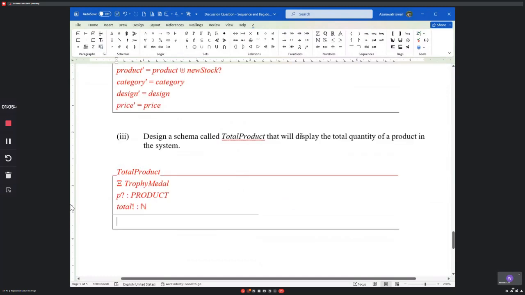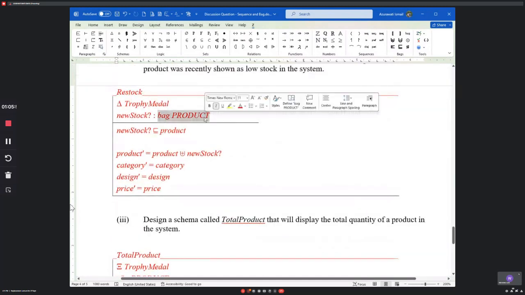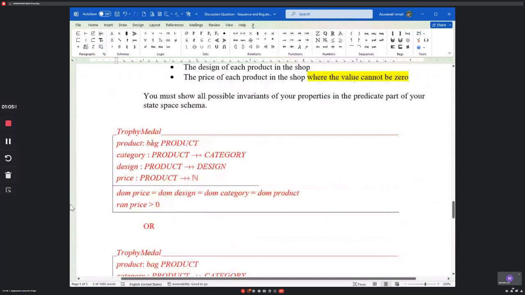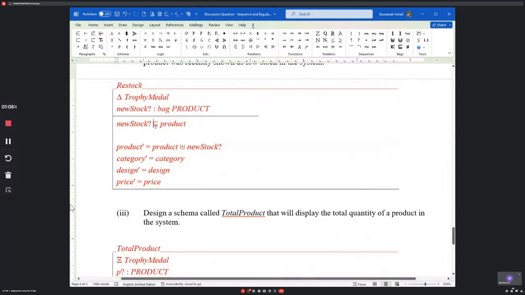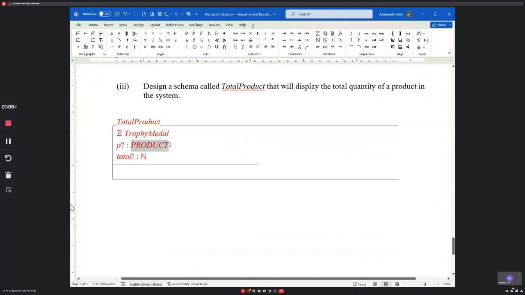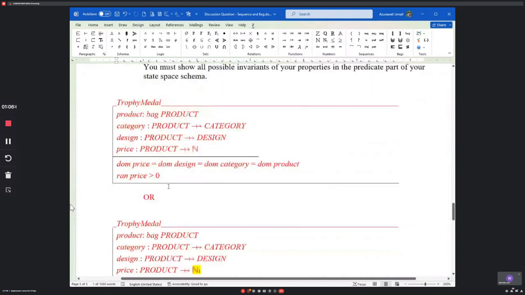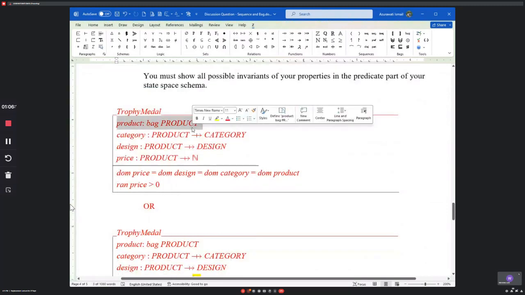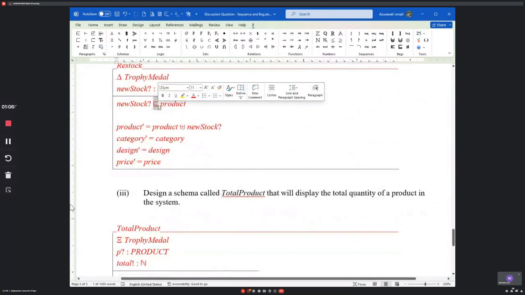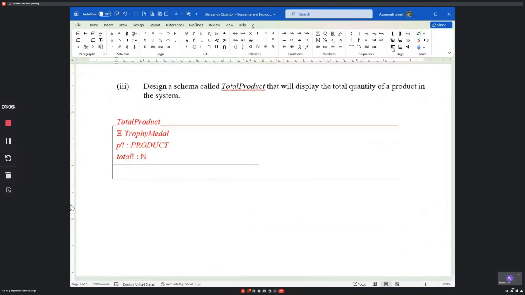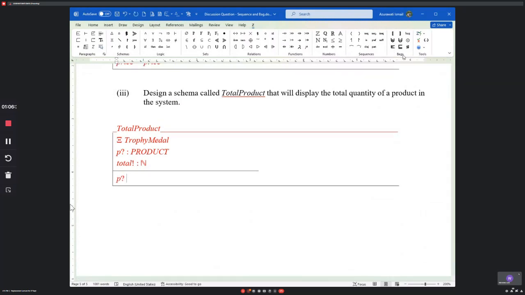Different from just now. Just now you had a bag of product here, and your state space was also a bag of product, so you used sub bag. Here, it is only a single product, whereas your state space is a bag of product. So when you want to do a check, you cannot use sub bag. You have to use bag membership, this one. So how to do that? You put P question mark, and then you put bag membership product.